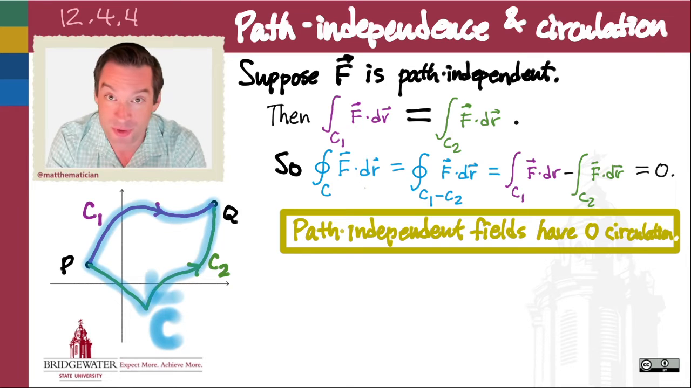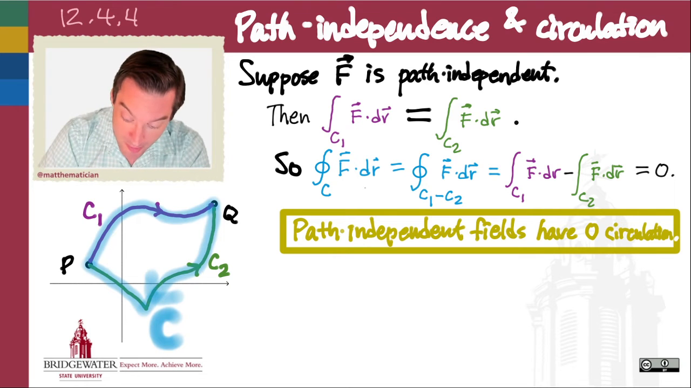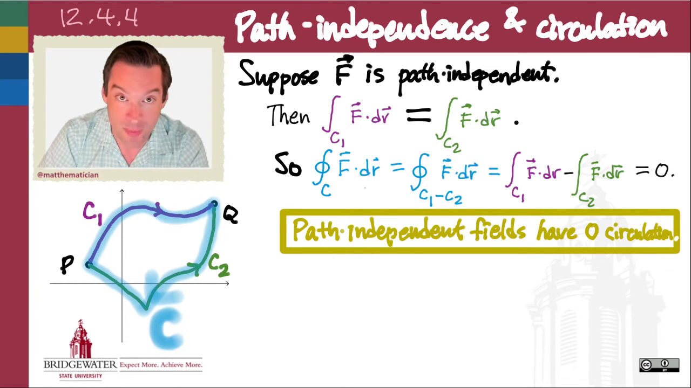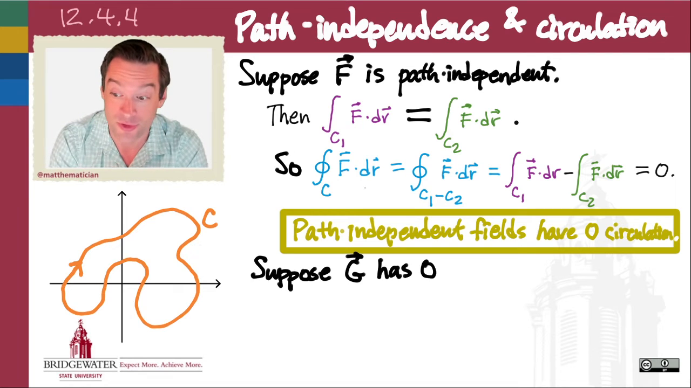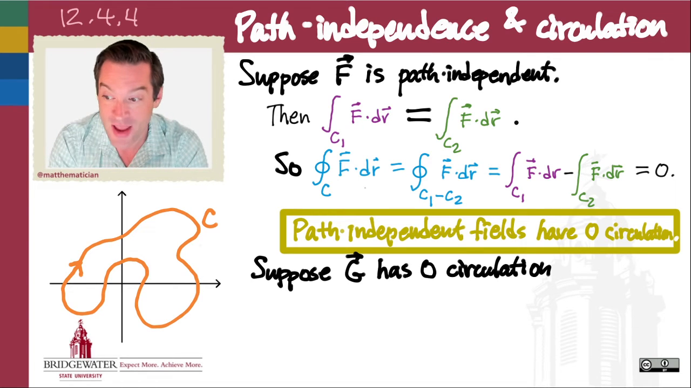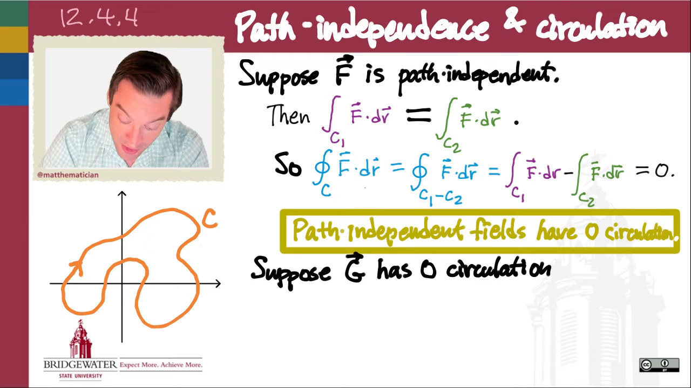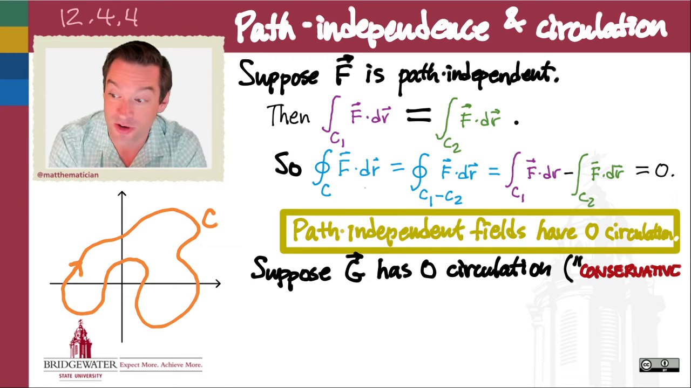So then what about the opposite? What about the converse of this statement? There are some vector fields where we might not know off the bat about their path independence, but we might know that all of their loop integrals are equal to 0. And so if I have a vector field that has 0 circulation along every possible closed path, those vector fields get a different name. We call them conservative vector fields.